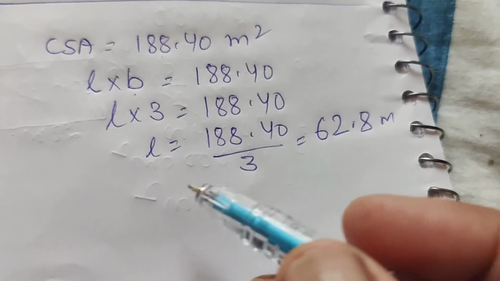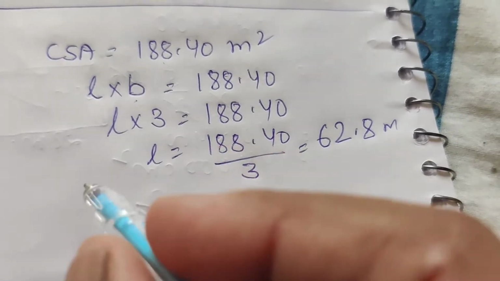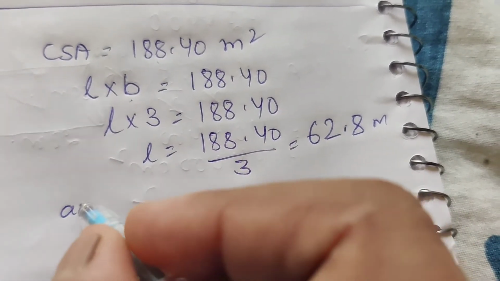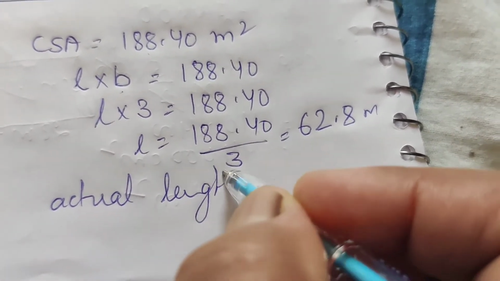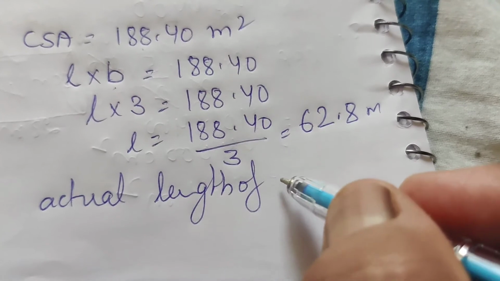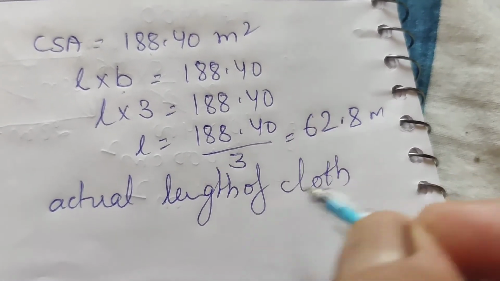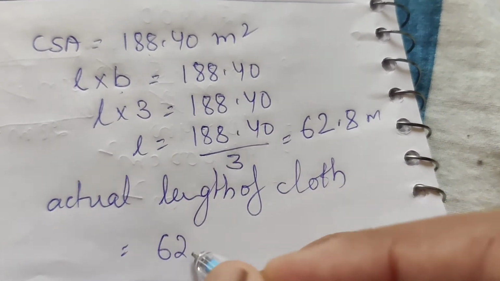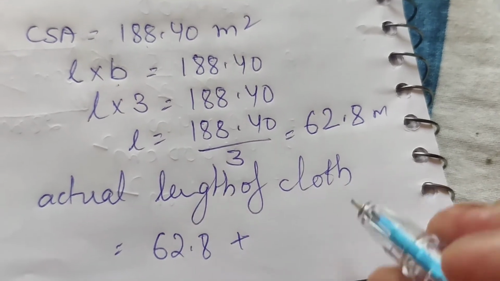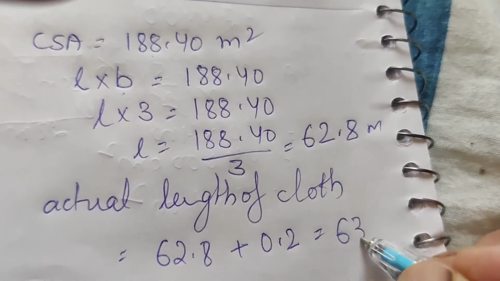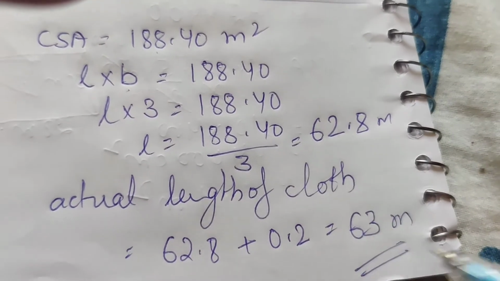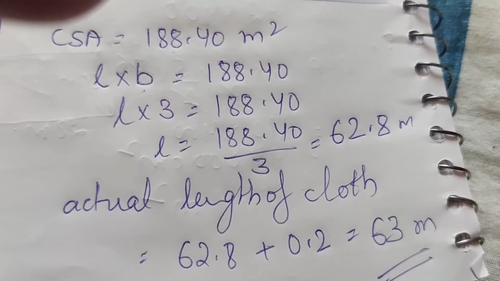And we need 20 centimeter extra cloth. It means actual length of cloth, tarpaulin, is 62.8 plus 20 centimeter, which means 0.2 meter. It means 63 meter. We need the cloth 63 meter.